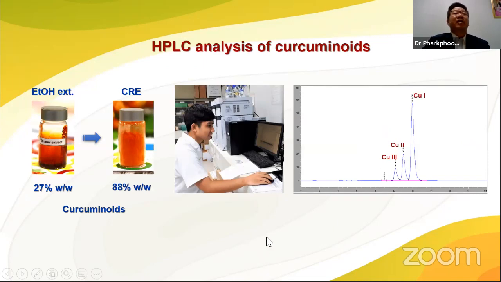From the HPLC analysis, we found that if we do ethanol extraction, we get the food extract. You will see that the food extract is still oily, not a powder, and really had a strong smell. Then after we do the fractionation method, we can get curcuminoid-rich extract that contains almost 90% curcuminoid content. And now the appearance is a powder, and the pungent smell is much decreased. This is the HPLC chromatogram of curcumin, demethoxycurcumin, and bisdemethoxycurcumin.